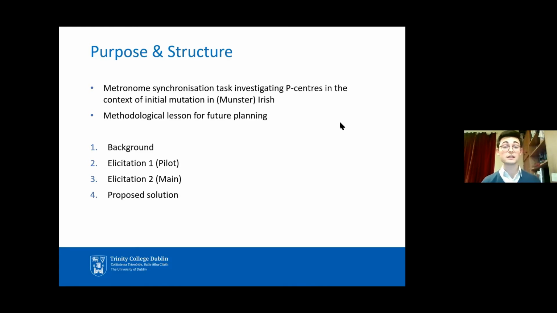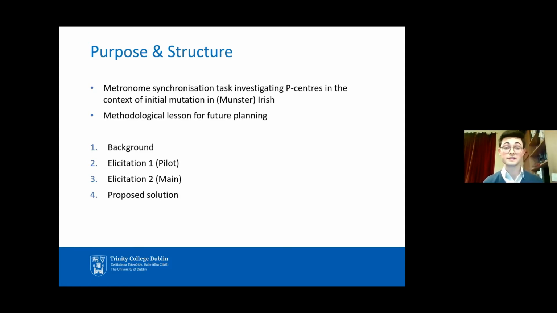And this is practical information which would have been useful to me when I was planning my study, despite having surveyed the literature quite extensively. So hopefully it may come in useful for other researchers as a small practical note on experimental methods. I'll begin by going through some relevant background information on initial consonant mutation and on P-centers. I'll then go through the first iteration of the task in question, which took place as part of a pilot study.